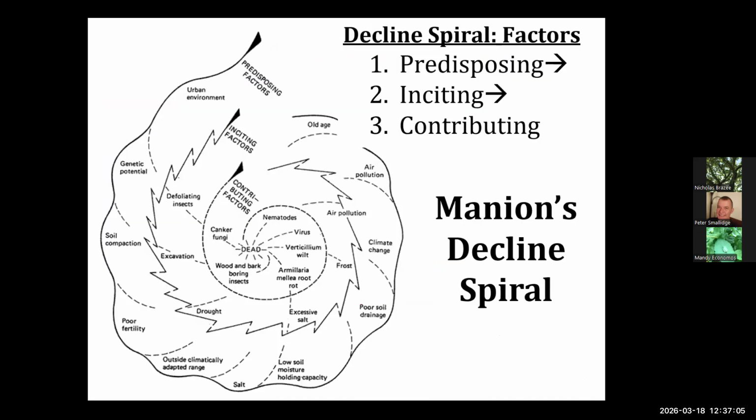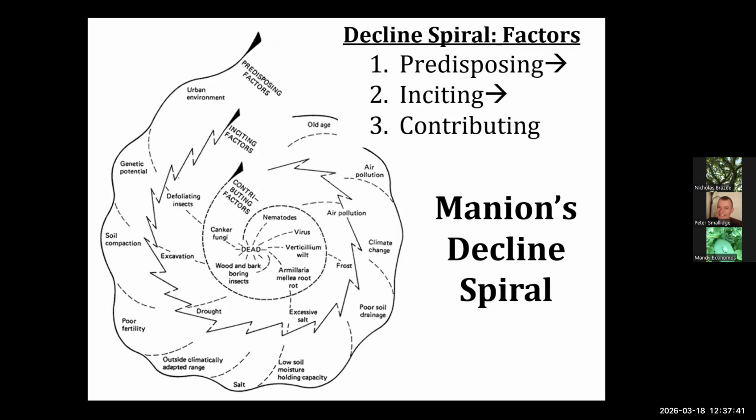Okay, one thing we have to talk about is Manion's decline spiral. This is a nice conceptual framework for understanding tree disease. And really, it just shows how different stresses interact, and you get this kind of cascading sequence of events that ultimately leads to tree death. Now, trees can be infected or infested by a single insect or disease and killed, Dutch elm disease. But even with Dutch elm disease, elms that are drought stressed are more susceptible. So there's usually multiple stresses that interact to cause decline and death.